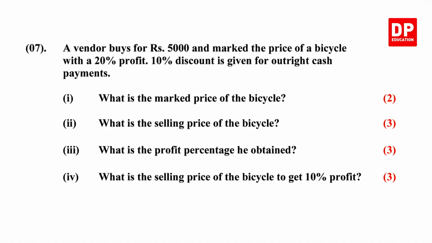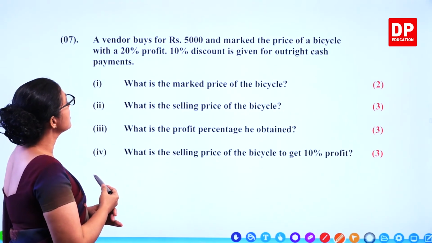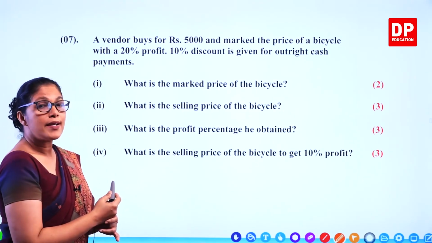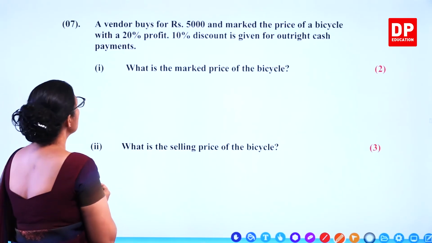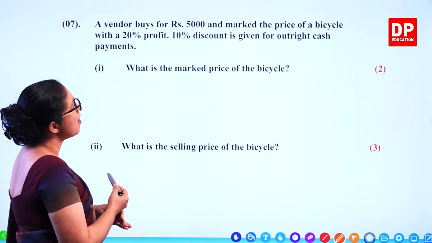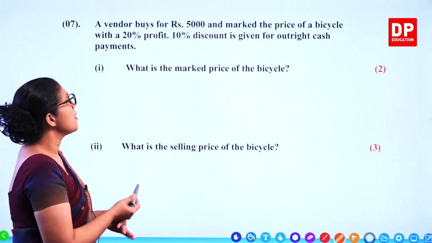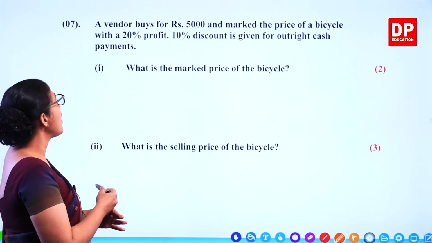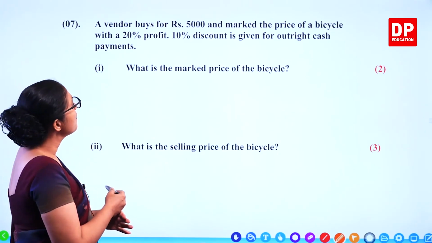Let's take question number 7. That's about percentages, profit and mark price, percentage profit. So let's do the question. A vendor buys for 5,000 rupees and marks the price of a bicycle with a 20% profit. 10% discount is given for outright cash payments. What is the mark price of the bicycle?